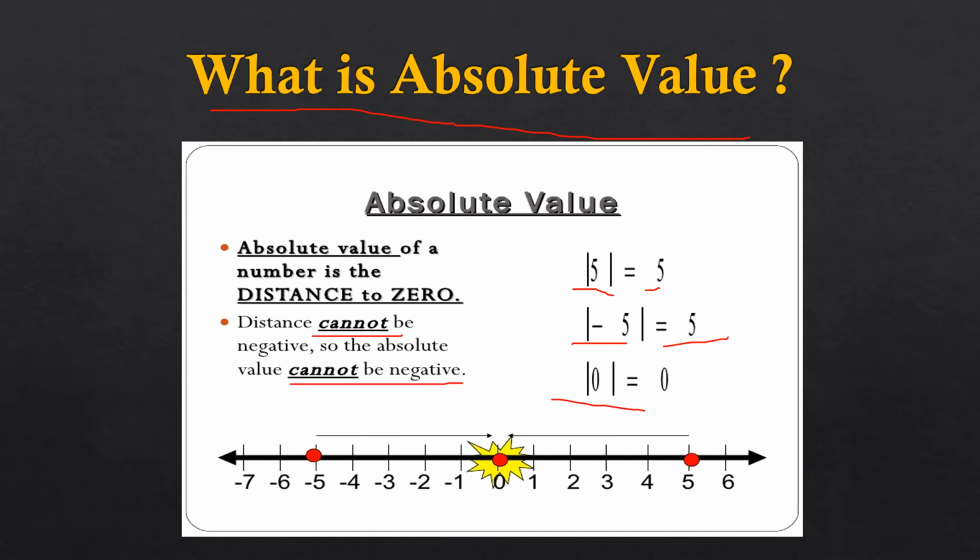For 0 it is 0. So that means from positive 5 to 0 we have 5 units, which is 1, 2, 3, 4, 5. Also, from negative 5 to 0, we have 5 units, which is 1, 2, 3, 4, 5. Okay, we call this distance absolute value.